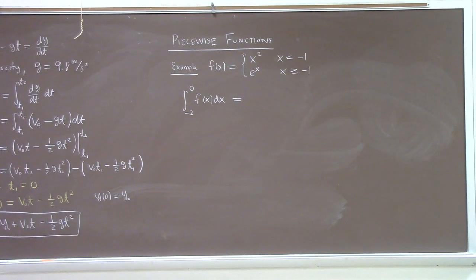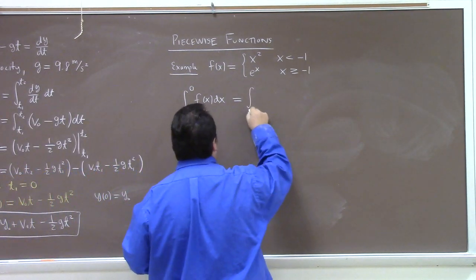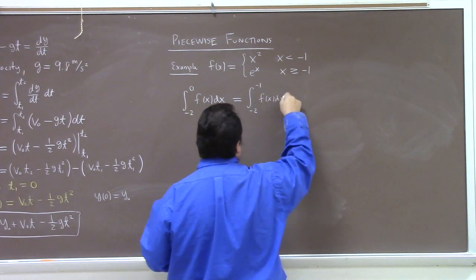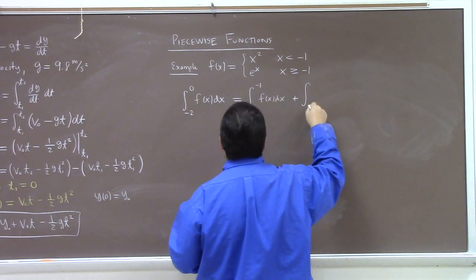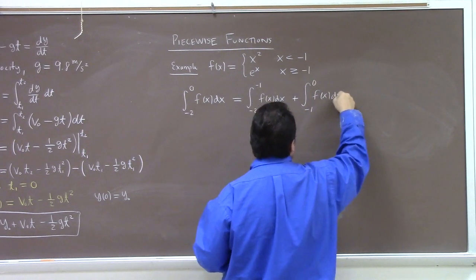So you don't have one formula, right? So it's very simple, actually. You just have to be aware of how to do it. You have to break it up into pieces. And so here we do the integral from minus 2 to minus 1, f of x dx, right? Plus the integral from minus 1 to 0, f of x dx.